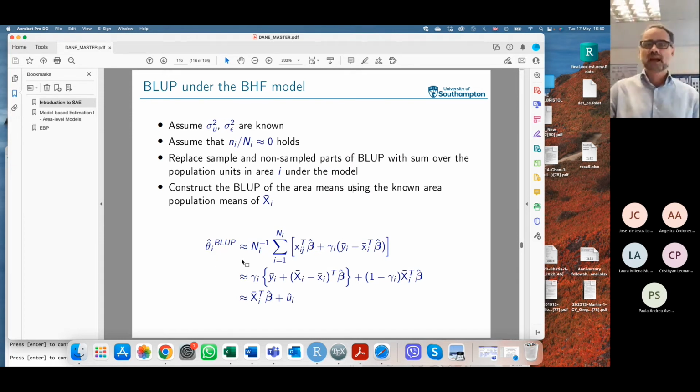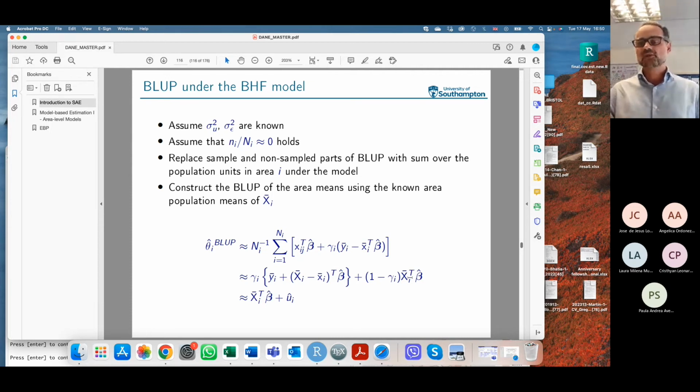Okay, so theta hat i BLUP is approximately equal to 1 over the population size, summation from 1 up to the number of households in the population in that area, in that municipality. And then we use predictions under the model, and under the model, my predictions are nothing more than x_ij transpose beta hat plus this expression here. And this expression here is nothing more than my random effect u_i.